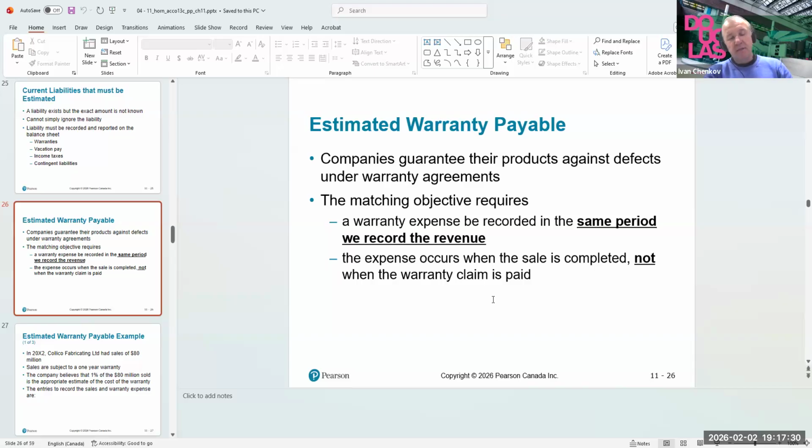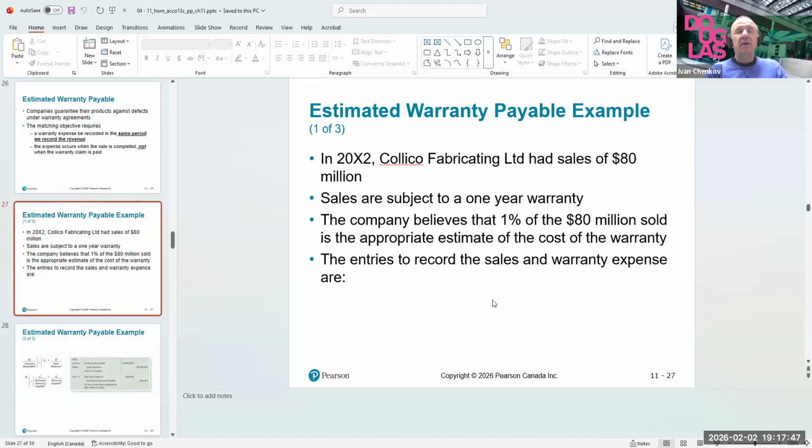So what's going to happen at the time when we actually pay for the warranty or we have to replace the item which the client doesn't like? That will not be recorded as an expense for the company, but it's going to reduce the warranty liability that we have already created. So let's see how it's going to work.